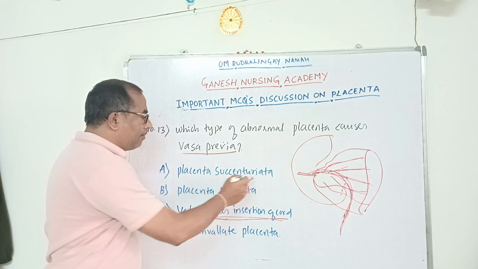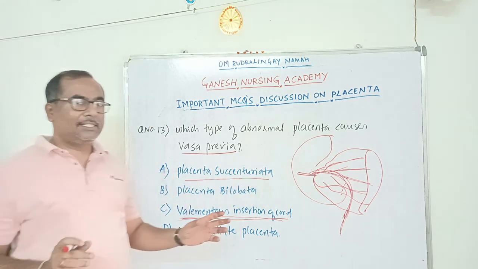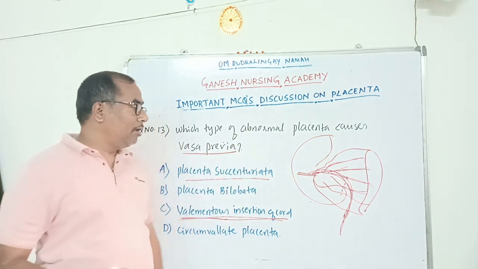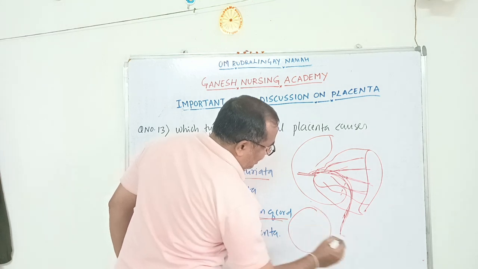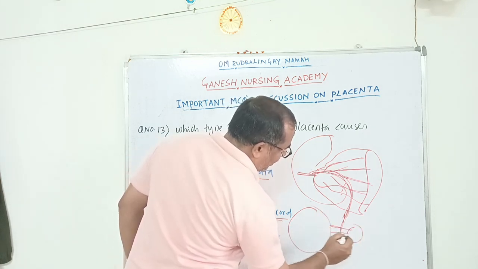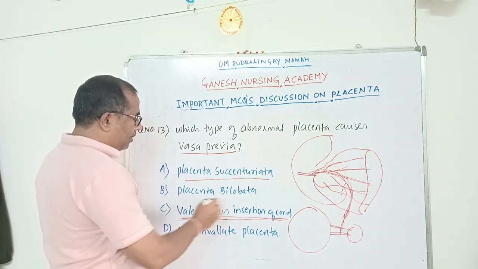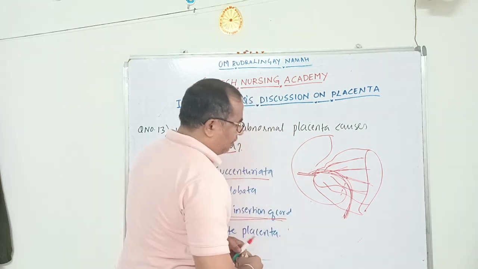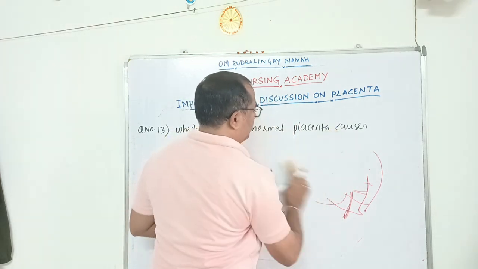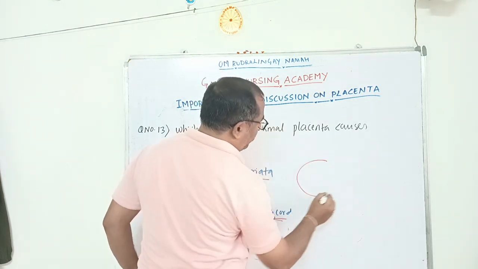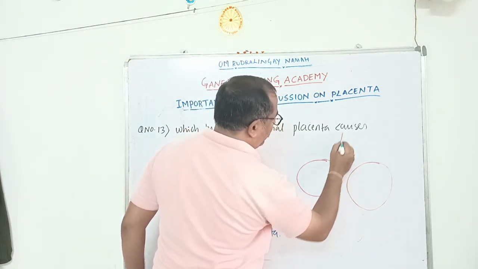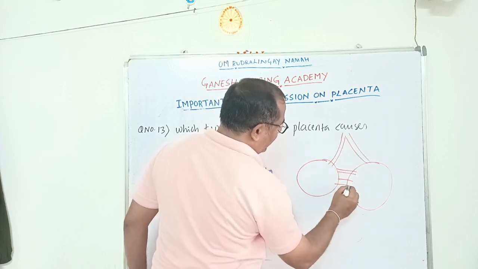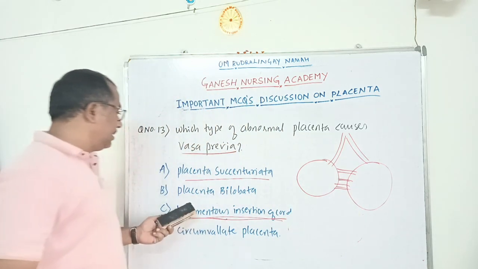Already I have discussed placenta succenturiata. The main placenta and a small part of placenta are attached with each other by small vessels. When the main placenta and small placenta are attached with each other with blood vessels, it is called placenta succenturiata. So what is placenta bilobata? Already I have told you there are two placentas, two equal sized placentas. When two equal sized placentas are attached with each other by blood vessels, it is called placenta bilobata.